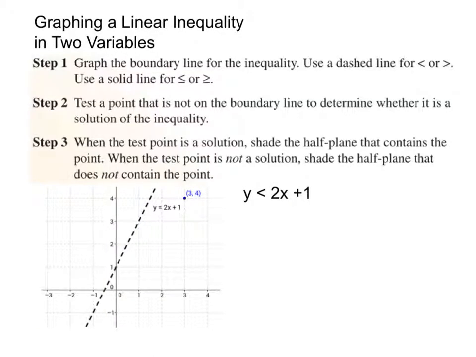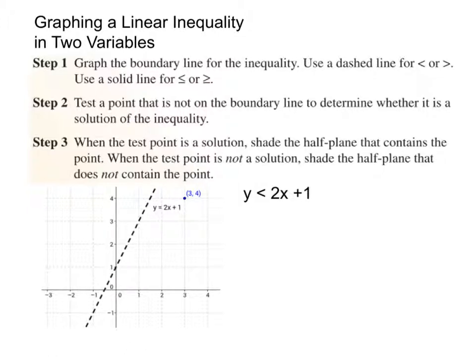So, in order to graph a linear inequality in two variables, we're going to follow three simple steps. First, I'm going to graph the boundary line for the inequality. We use a dashed line anytime we have a less than or greater than, and a solid line anytime we have less than or equal to or greater than or equal to.